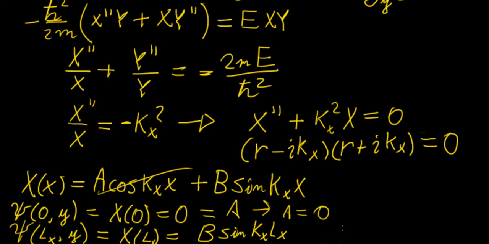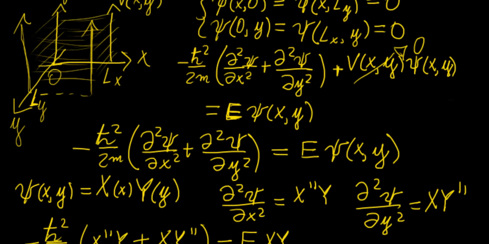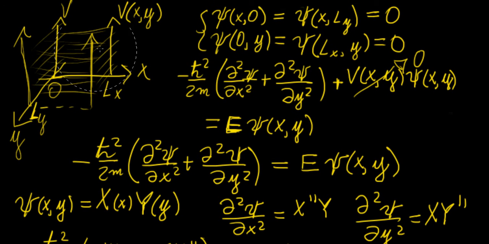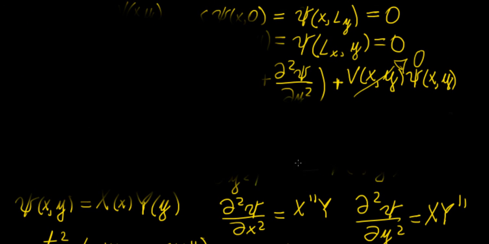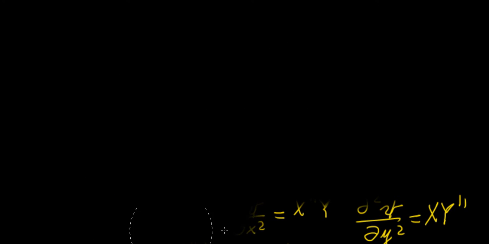So we need to have the following condition: kx is going to be equal to nx pi over Lx, where nx is going to go from 1, 2, 3, and so on. So that's going to be the definition of that integer. Alright, so now that we have that, we can proceed to write down the actual particular solution for this problem.